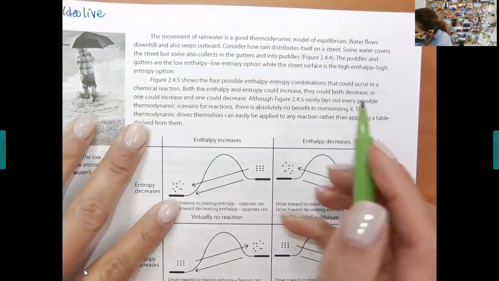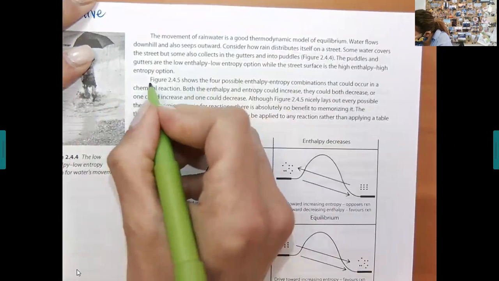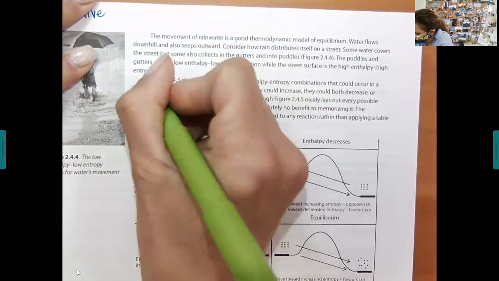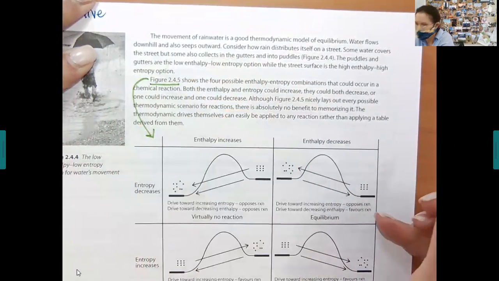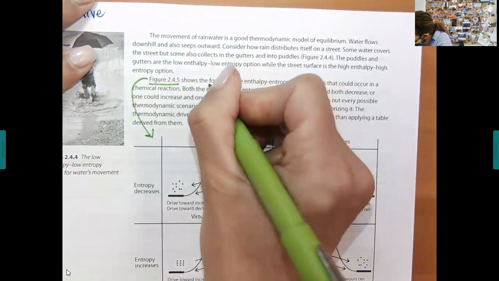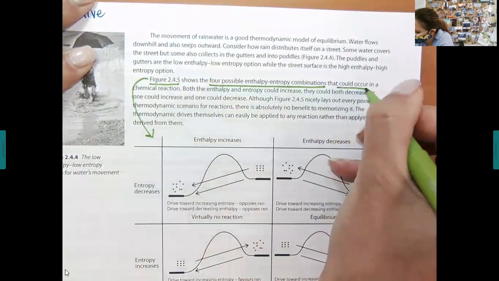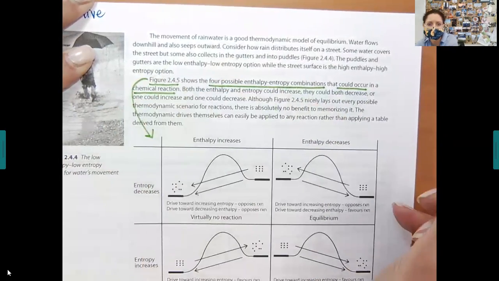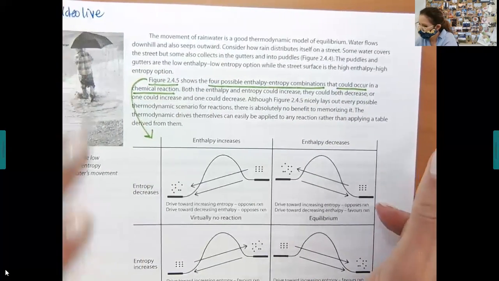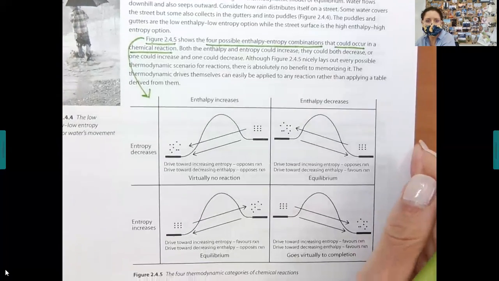Okay, so figure 2.4.5, which is the figure just down here, shows 4 possible enthalpy-entropy combinations that could occur if you have a chemical reaction, okay? So let's look down here.